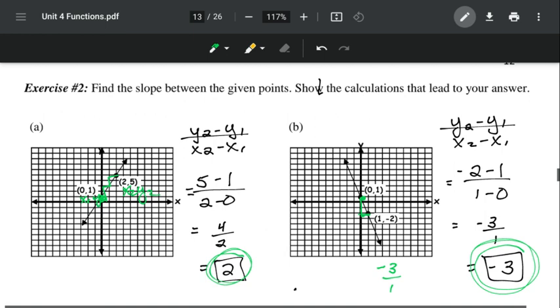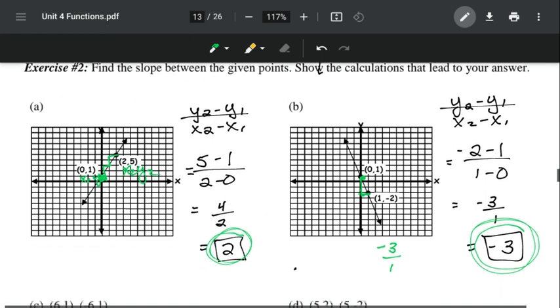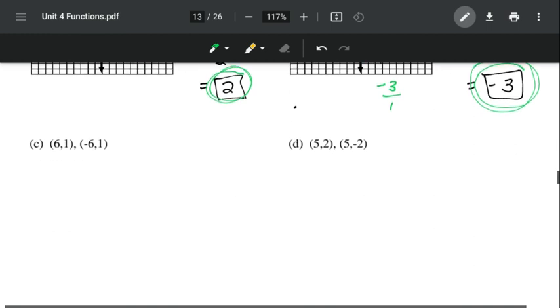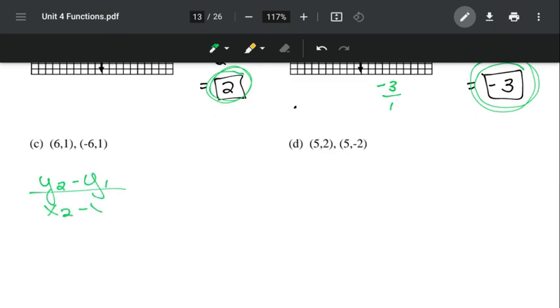So now we're going to do C and D together. And then for homework, students are going to finish the rest of this. So I'm going to write the formula on both of these. y2 minus y1 over x2.